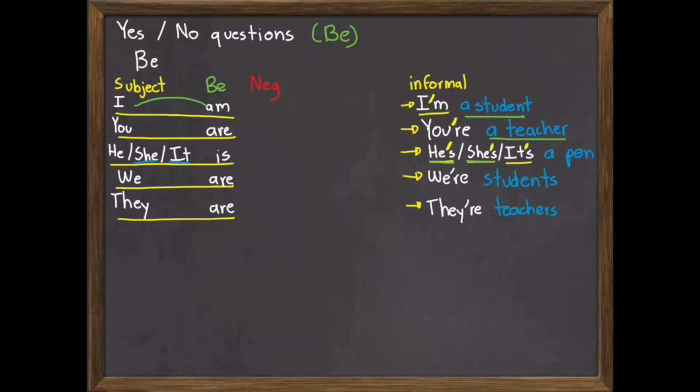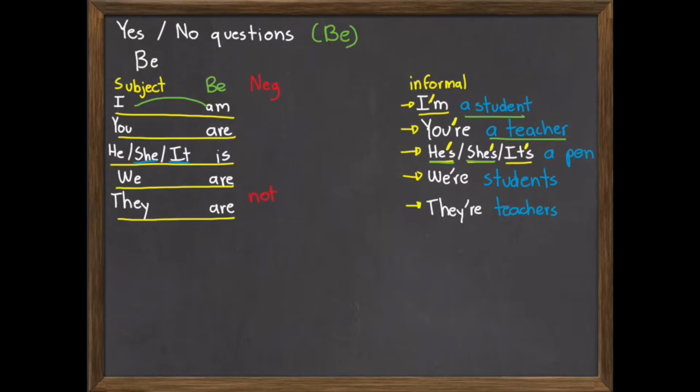Negative form. This is very easy. When you want to make the verb to be negative, you just add a not. I am not a student. That's an example. And the same goes for the rest of these conjugations. You are not a teacher. He is not a student. It is not a pen. We are not students. They are not teachers.